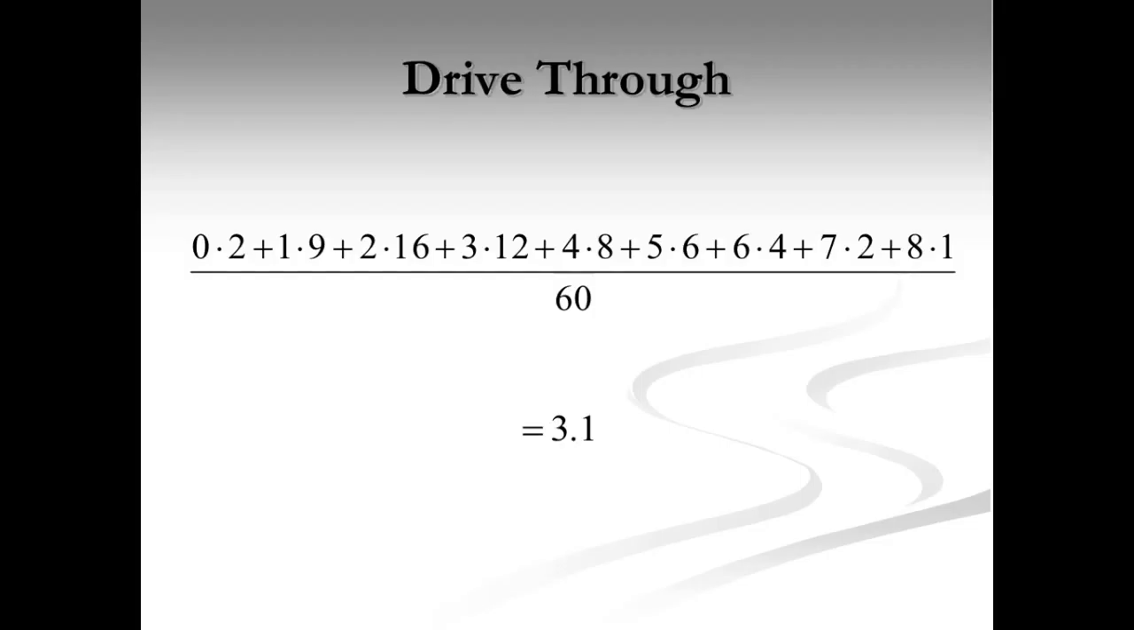So here we can see that we're finding the total amount of cars a person counted, again, by taking the number of cars and multiplying it by the frequency. So we have 0 times 2 plus 1 times 9 plus 2 times 16 all the way down to 8 times 1. And if we divide those, we get approximately 3.1. Since we're talking about cars, it doesn't make sense to talk about 3.1 cars, so we would round this, and we say that you would expect there to be, on average, 3 cars in line when the individual is counting.